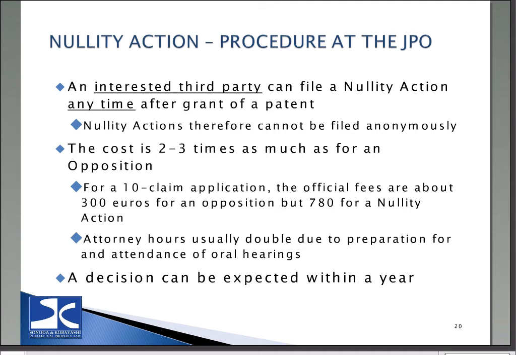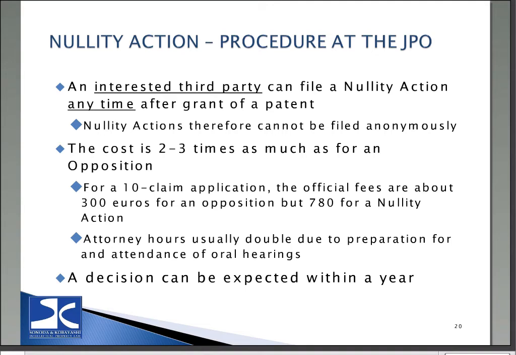Therefore, it is highly likely that the patentee assumes that you are infringing or are going to infringe in the future. Therefore, this will put you in a potential infringer position. So you must be aware of this. And the cost is twice or three times as much as for an opposition.